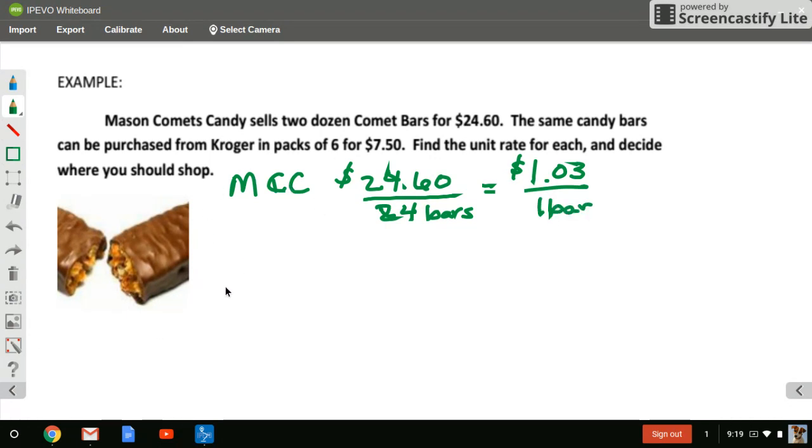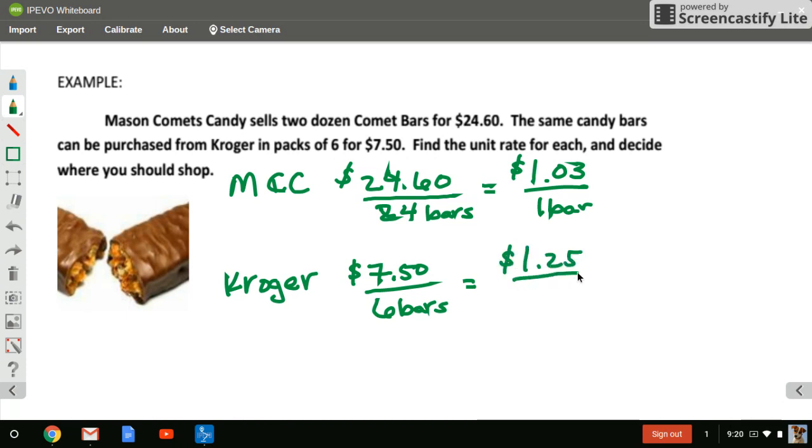Now looking at Kroger's price, they sell their bars for $7.50 per box of 6 bars. Again, simplifying this into a unit rate, we get $1.25 per 1 bar. So looking at these two, the lowest price per bar is $1.03. So MCC, or Mason Comets Candy, has the better price.